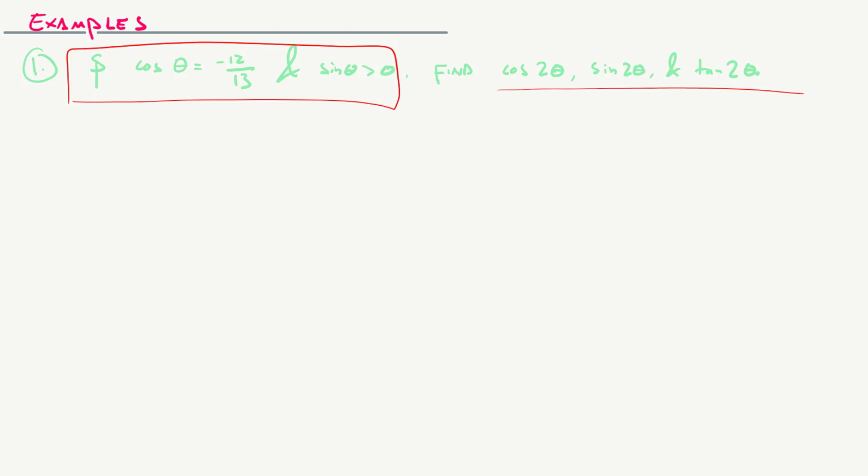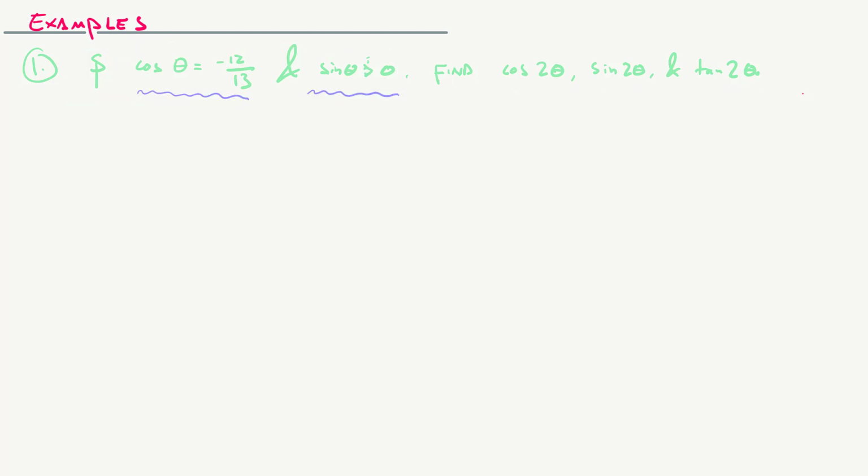We're going to find the double angles of theta for the 3 basic trig functions. Well, the setup is still the same. You have to figure out what quadrant you're in, right? And in this case, since we know cosine is negative and sine is positive, we have to be in quadrant 2. That's the only location where that happens.